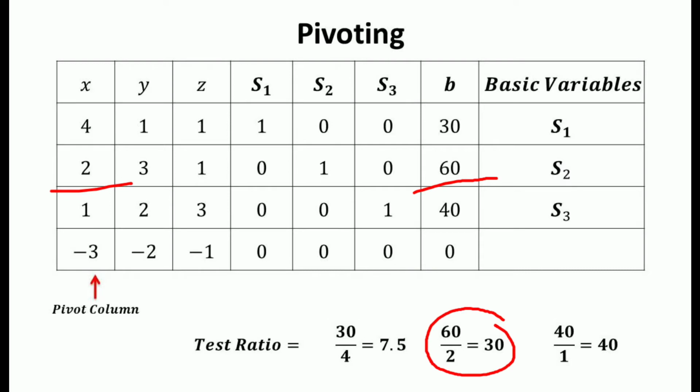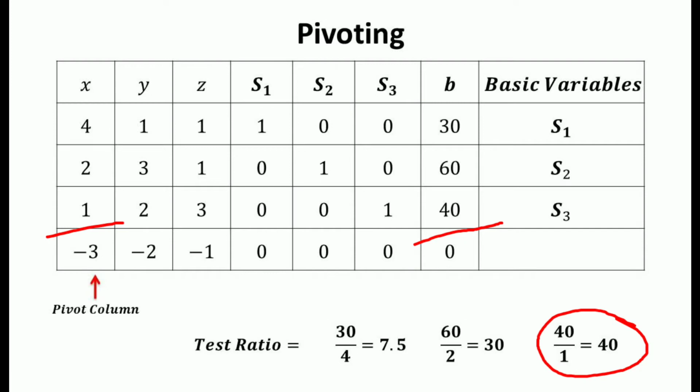So 60 divided by 2, which is equal to 30. And from the third row, the beta value is 40 and the corresponding value in the pivot column is 1. So 40 divided by 1, which is equal to 40. So the test ratio values are 7.5, 30 and 40.